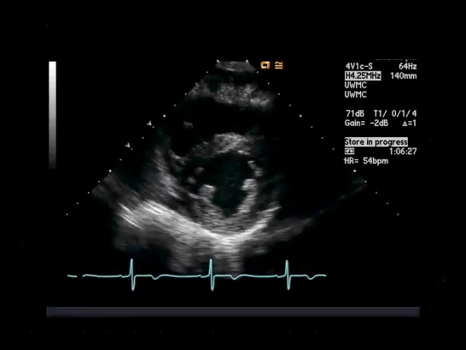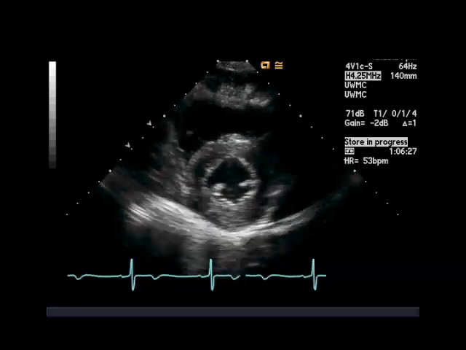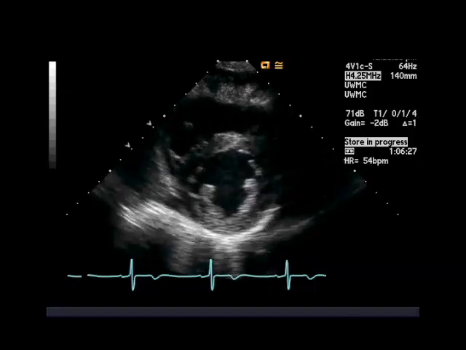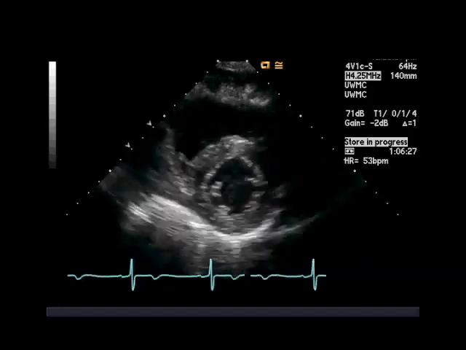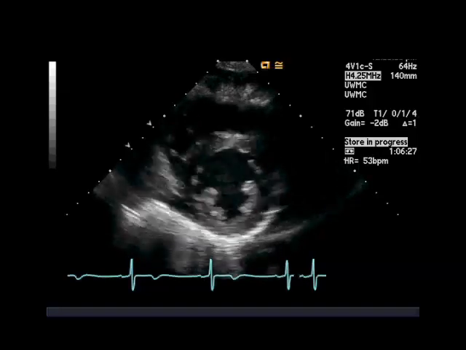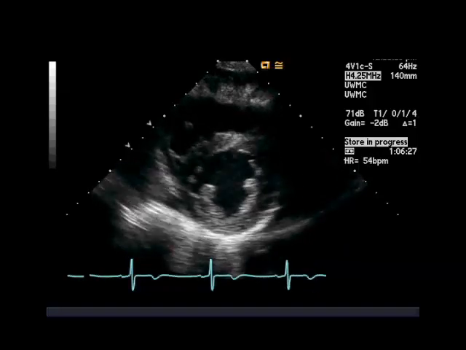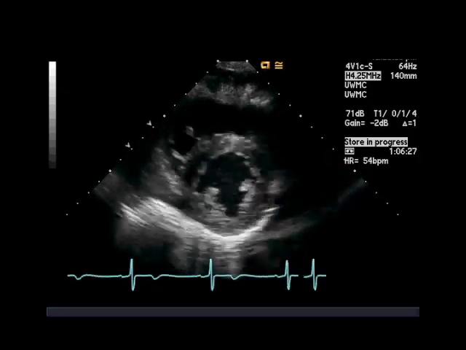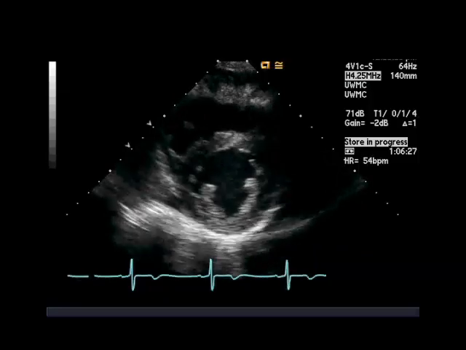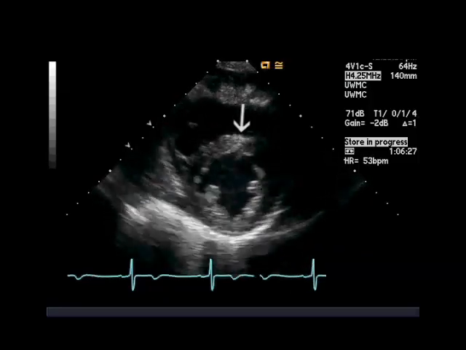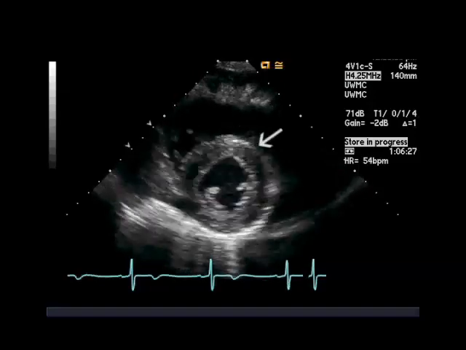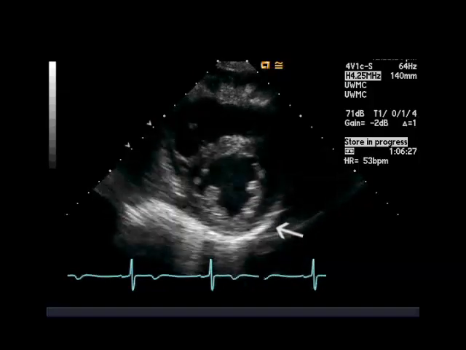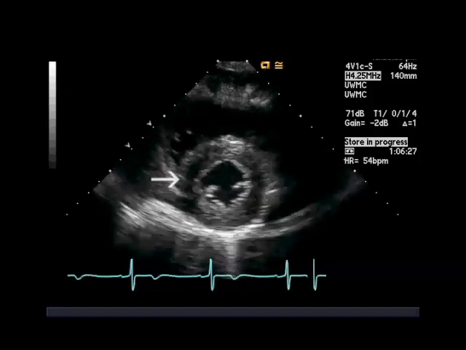The transducer then is rotated clockwise 90 degrees to provide the left ventricular short-axis view at the level of the papillary muscles. This view shows LV size, wall thickness, and systolic function, and also is useful for evaluation of regional wall motion. Beginning at 12 o'clock and going clockwise, we see the anterior septum, anterior wall, lateral wall, inferior lateral or posterior wall, inferior wall, and inferior septum.